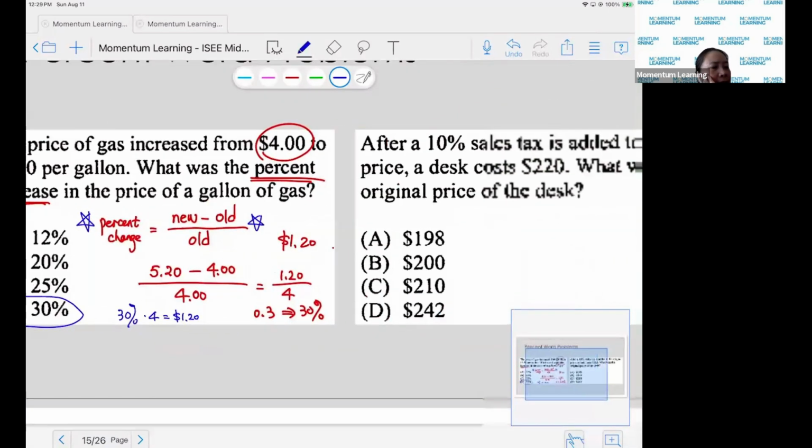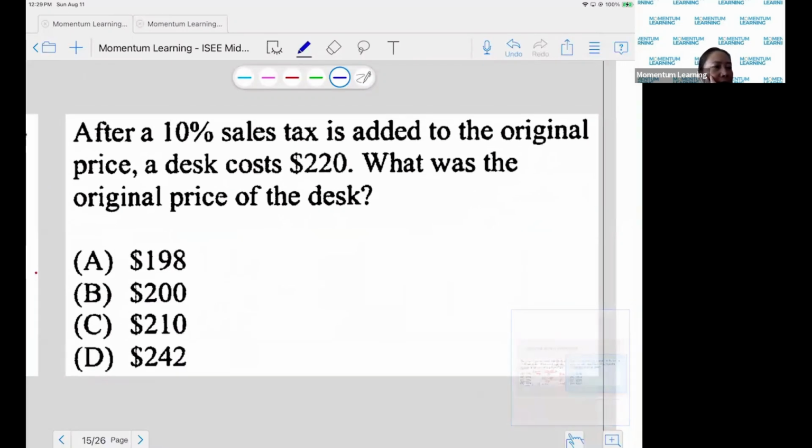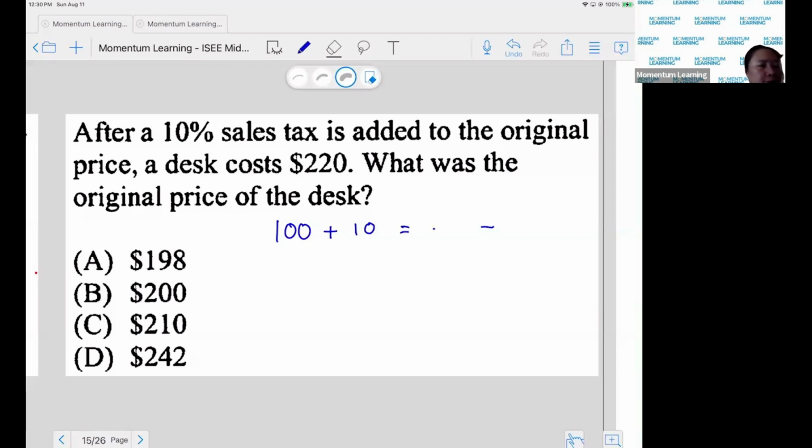Okay, let's look at the one on the right side. In real life, we deal with sales tax. After a 10% sales tax is added to the original price, the desk right now costs 220. What should be the original price? If the original price is $100, then you add 10% tax, which will be $10 of tax, and then you have the total cost together. So I want you to try this, and what will be the correct answer?